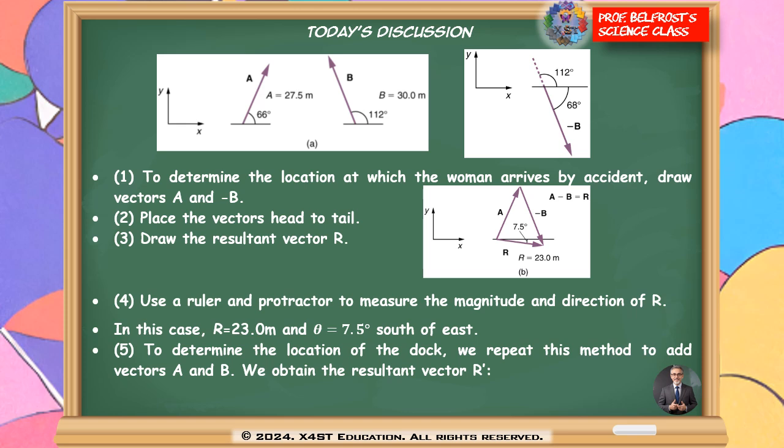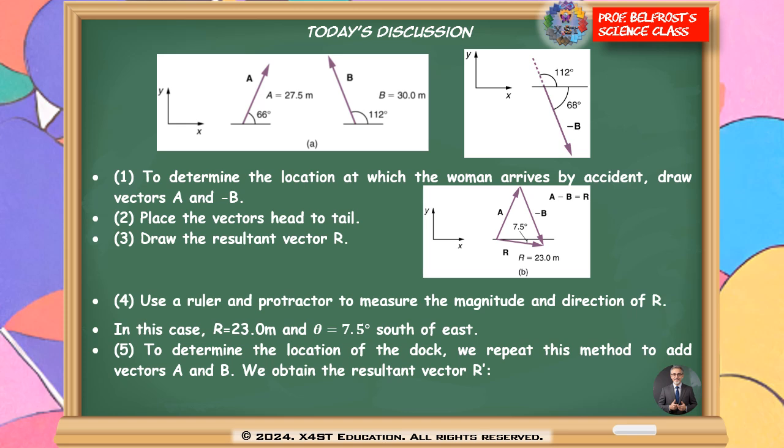We can solve it as usual. First, determine the location at which the woman arrives by accident. Draw the vectors a and minus b, then place the vectors head to tail, then draw the resultant vector r as shown in the slide. There is the vector r, just on the right side of the point. Then we use a ruler because this is the graphical way. You can do the analytical way later, which also results in the same thing. In this case, r is about 23 meters and theta is about 7.5 degrees south of east.